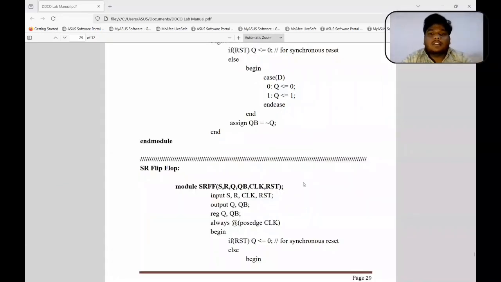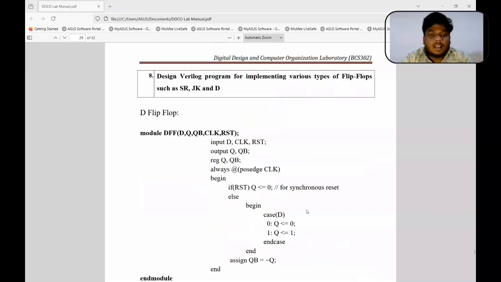Hello everyone, myself Manojar. Today I am talking about flip-flop. Flip-flop is a digital circuit that stores a single bit of binary data, either 0 or 1, and can switch between two stable states. And this is the 8th program of the DDCO Lab Manual, that is, design Verilog program for implementing various types of flip-flops such as SR, JK and D.